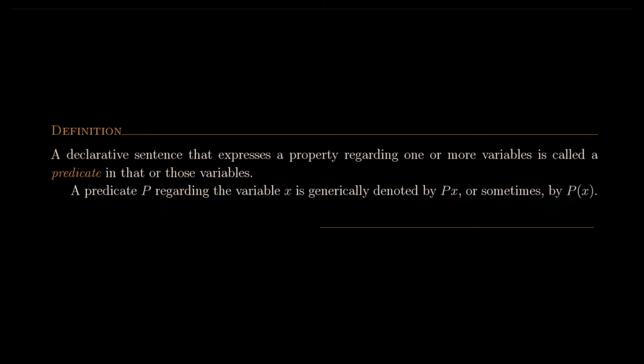Okay, so let me just define it for you. So a declarative sentence, again declarative, that expresses a property regarding one or more variables is called a predicate in that or those variables. A predicate P regarding the variable x is generically denoted by Px or sometimes by P of x, putting it in a pair of brackets. So usually in principle you really don't need to put a pair of brackets around the variable, but sometimes it's easier for us to read, so we use a pair of brackets around them.